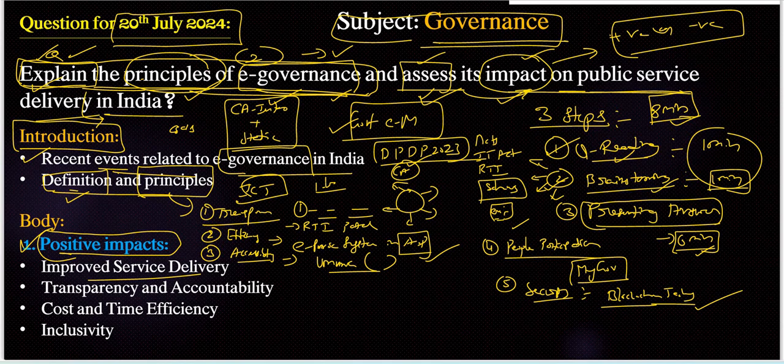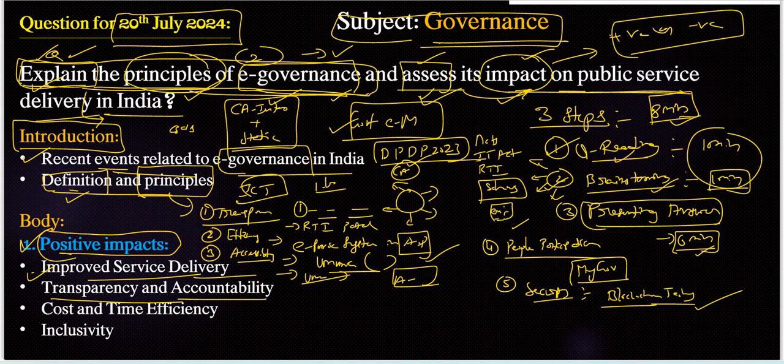Right. Improved service delivery is one important positive factor here. For example, we have already seen the Umang app, right? Here, the Umang app and Aadhaar-enabled services have simplified access to various government schemes and services, right? We can include these types of examples.